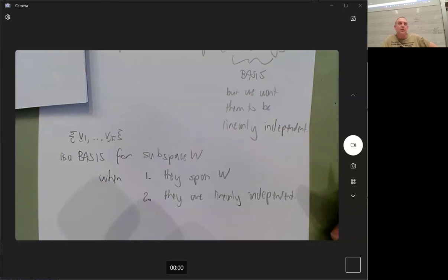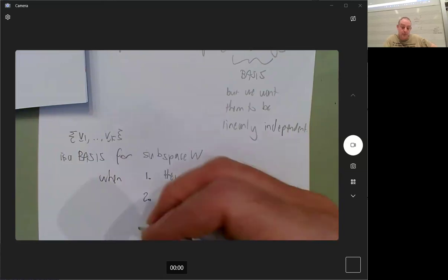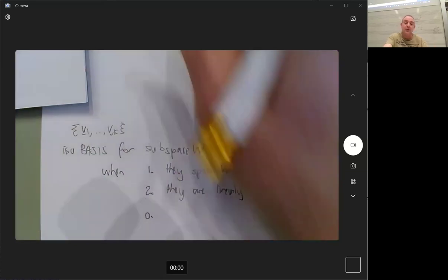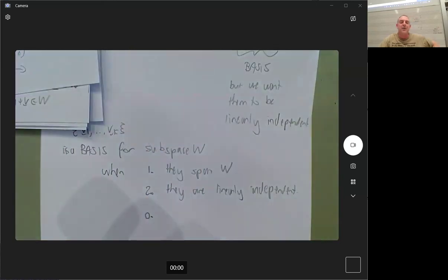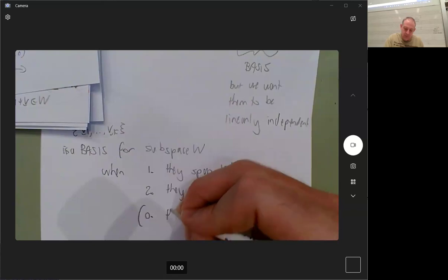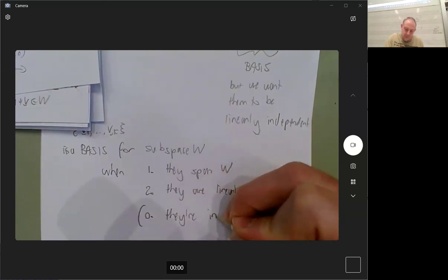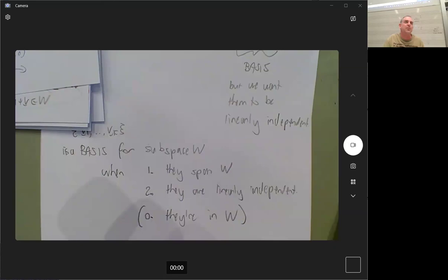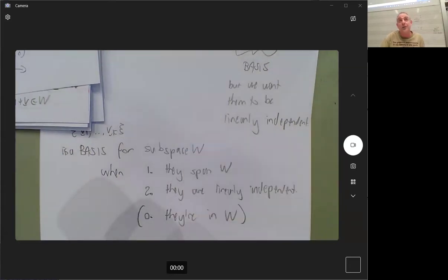I would like to add secret rule 0, which is not a secret at all. But secret rule 0 is they can't span it if they're not in it. They have to be in W to span W. I mean, they always span something. It just might not be the thing that you want. So any collection of vectors will span something. They just need to span the subspace you're thinking of for it to be a basis for that subspace.